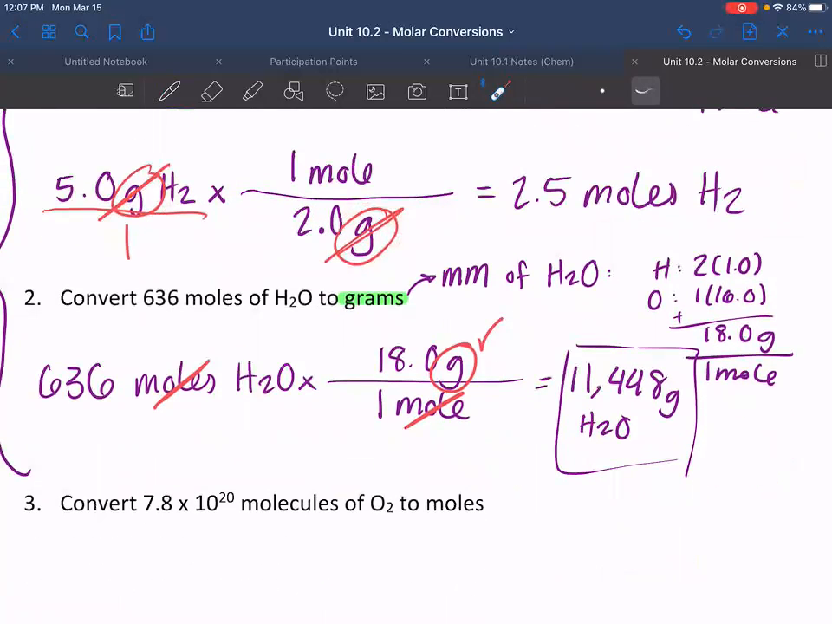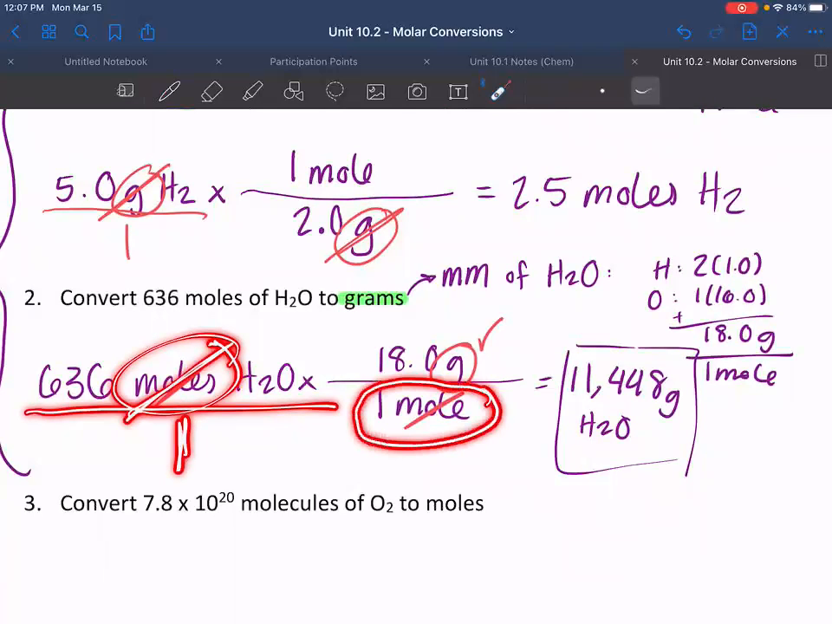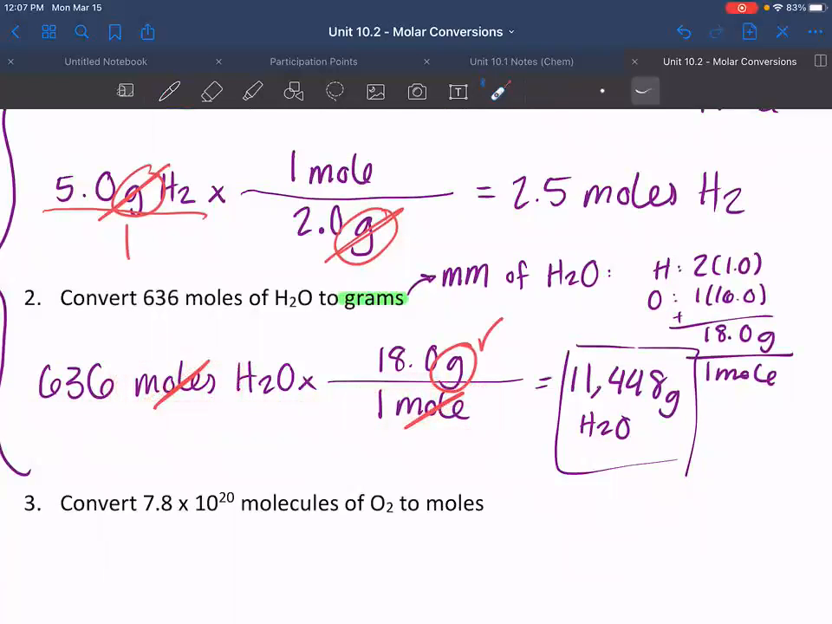And then the next one here, we're starting with moles. So in order to get this moles to cancel, which is really over an imaginary one, we have to make sure that our mole part of our molar mass is on the bottom. So this one cancels with this one. Yeah, that makes sense. Okay, all right.